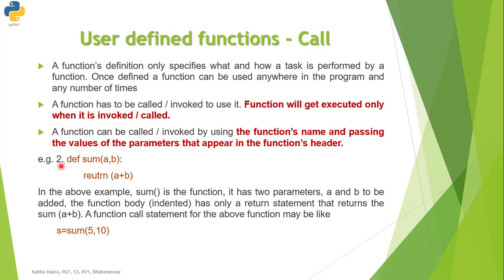For example, let us look at this sum function. What it is doing is adding two numbers a and b. So the function definition is def sum, then a comma b, and in the function body we are simply returning the result of a plus b. Now to use this function, we may have a function call statement like this. We are calling the function by passing the two values for a and b, 5 and 10. 5 will be passed to a, 10 will be passed to b. The sum a plus b will be calculated, returned, and stored in S.